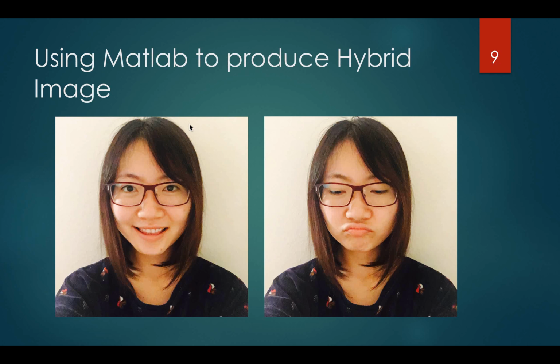Now, let's try to use MATLAB to produce a hybrid image. According to the two principles we have discussed earlier, I chose two of my own images that I took at the same time, one with a happy smiley face and the other with a frustrated sad face. These are, of course, very alien and have identifiable contours, so I think it will be easier to use these two to make a hybrid image.